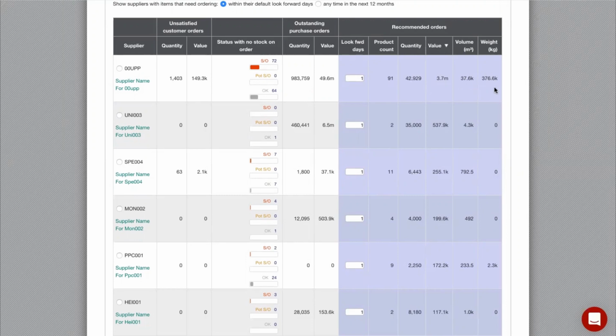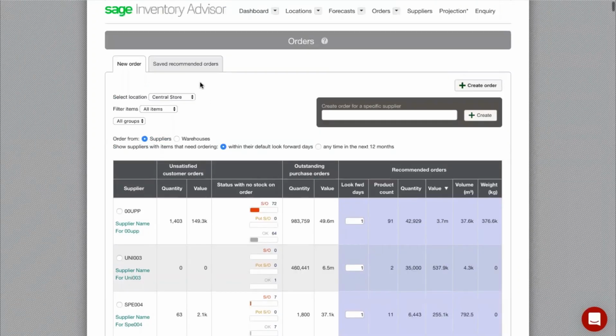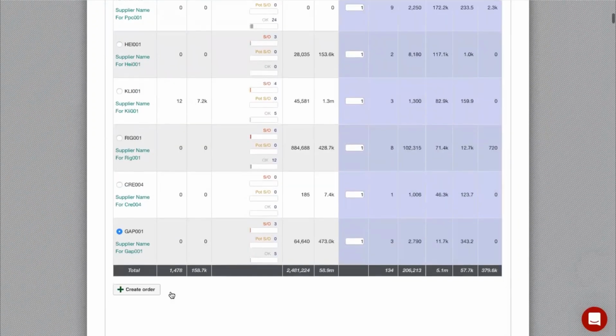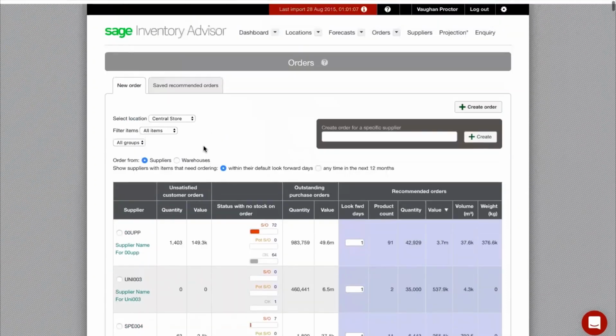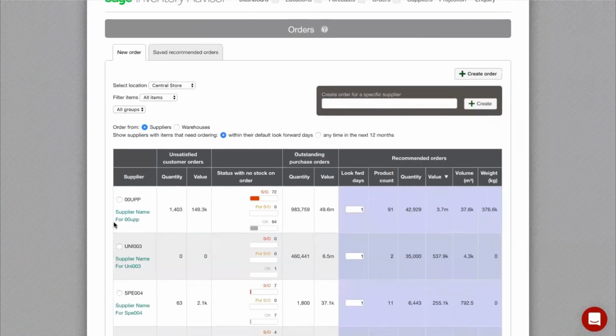Okay, and for those guys that import, we can start getting really clever about helping you containerize orders to get to a certain volume or certain weight when you're placing the order. Okay, so there's my order schedule. You can see my whole order book with the totals there at the bottom for central store at the moment.